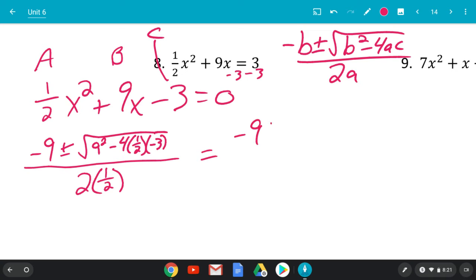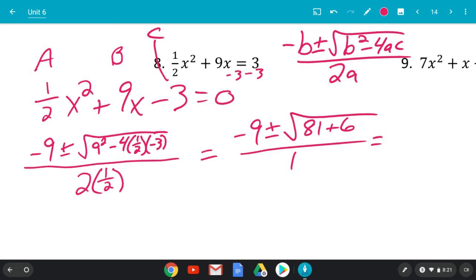Negative 9 plus or minus the square root. 9 squared is 81. Negative 4 times 1/2 is a negative 2. Negative 2 times negative 3 is a positive 6. All over 2 times 1/2 is 1. That over 1 makes it really simple, right? I can get rid of that over 1. So I'm now left with negative 9 plus or minus the square root of 87.